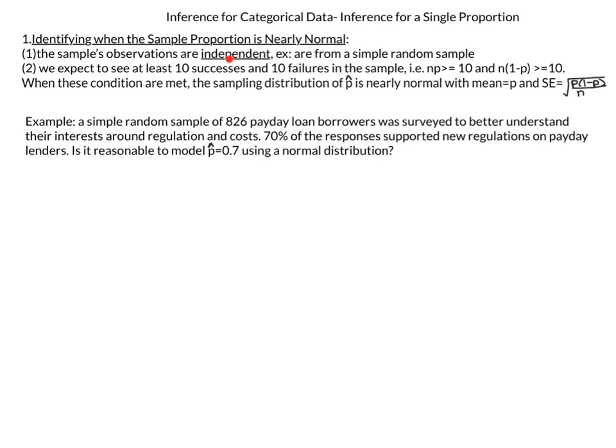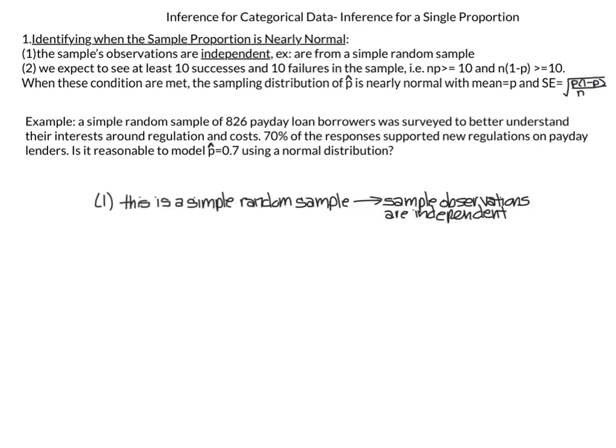First, we will check independence. The easiest way to check independence is for a simple random sample, and here the experiment says it's a simple random sample, so we can say yes, this is a simple random sample. The second thing we check is our success-failure condition. We need at least 10 successes and 10 failures. It doesn't really tell us how many successes and failures there are, but they say 70% of the 826 supported new regulations.